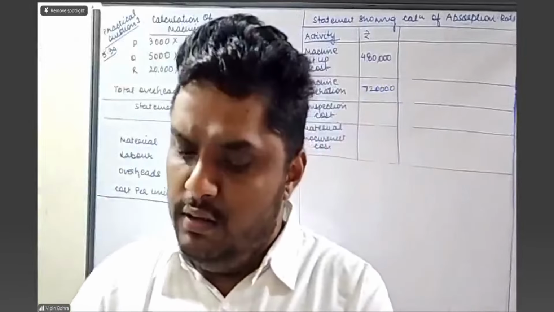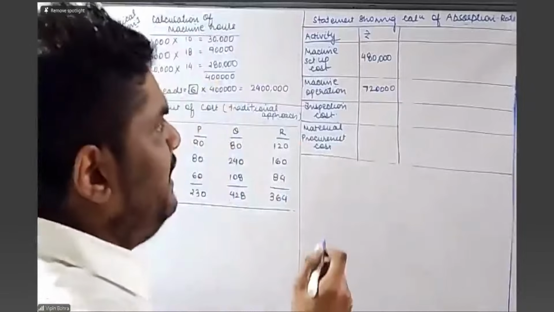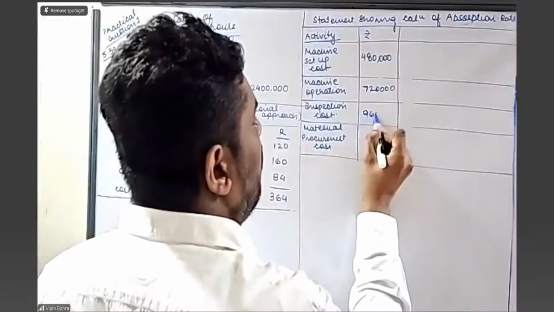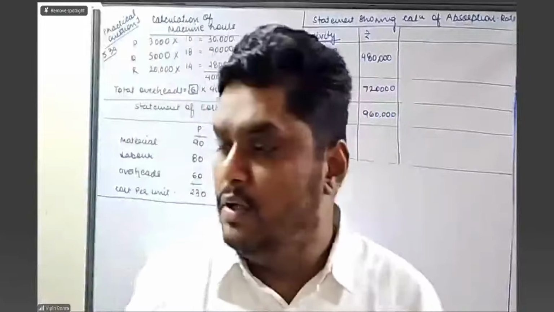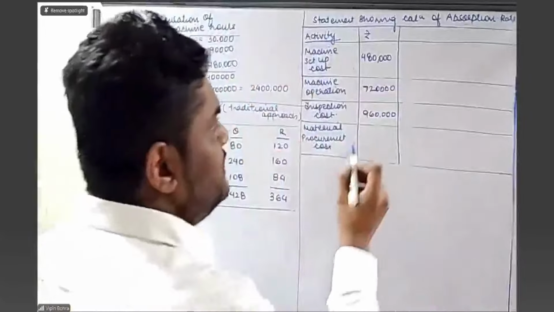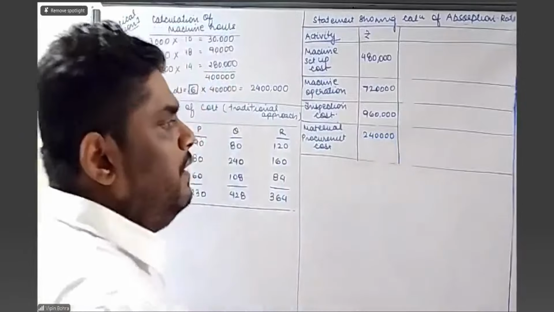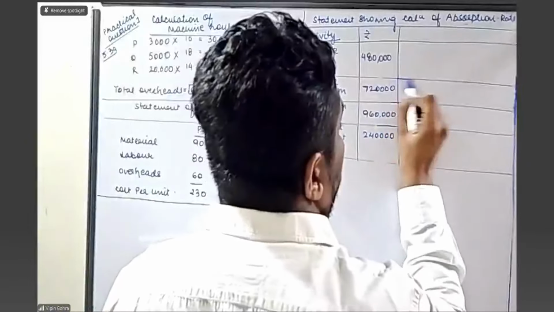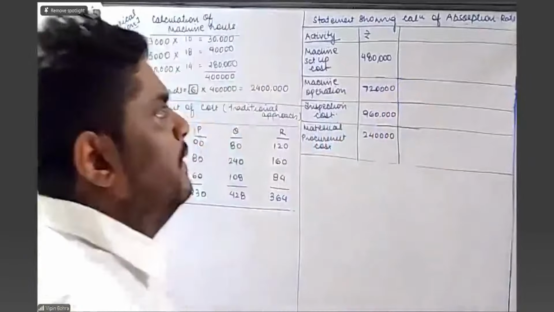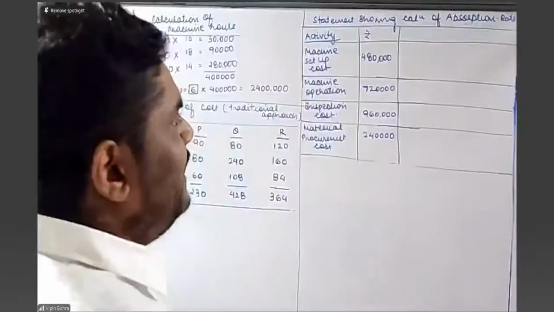Inspection cost is 40%. So this will be 9 lakh 60,000. And material procurement related cost is 10%. So this will be 2 lakh 40,000. The total will be 24 lakh. So now we have the activities and the cost relating to each activity.